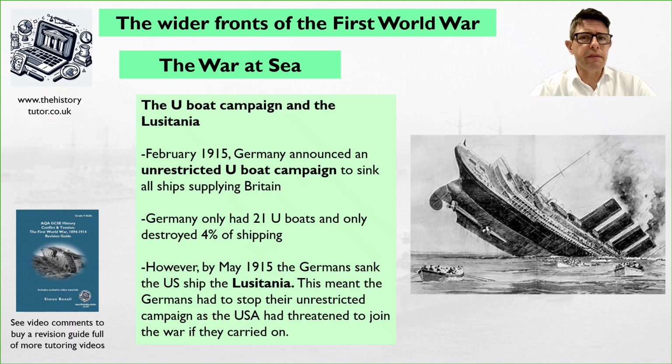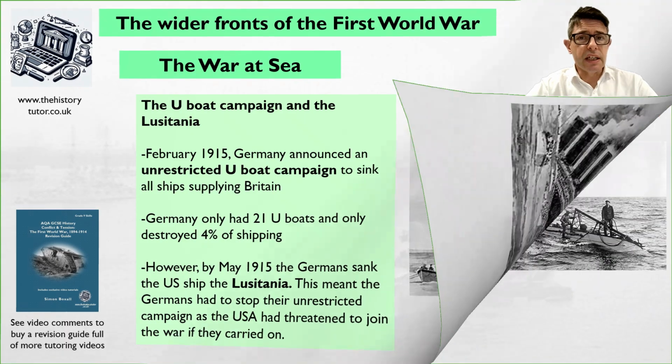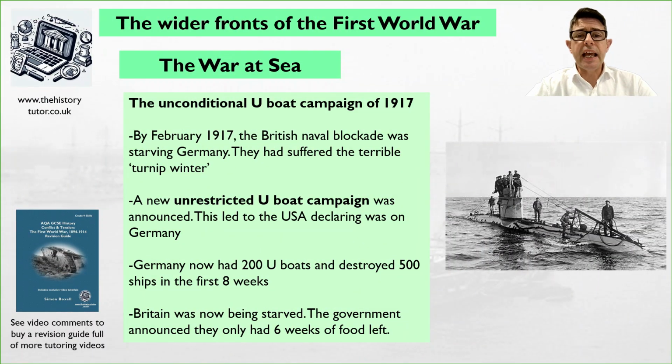Of course, the most significant and famous thing about the first U-boat campaign was the sinking of the US ship, the Lusitania. This meant the Germans had to stop their unrestricted campaign as the USA threatened to get involved in the war if the Germans continued sinking ships. However, after the failure of the Navy, the Germans had to turn to their U-boat campaign again in 1917.